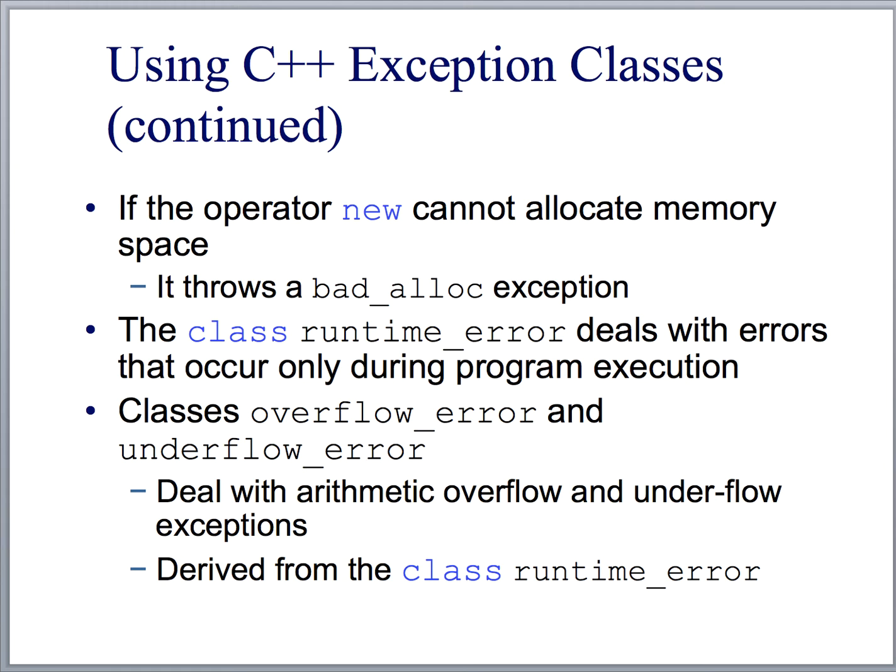Operator new throws a bad allocation exception, so instead of us just having to check the pointer to see if it's null, we could instead put it inside of a try block and then get the bad allocation error. The general class runtime error deals with errors that occur during program execution, so there's overflow and underflow, which would be as a result of an arithmetic operation, so we can catch those.